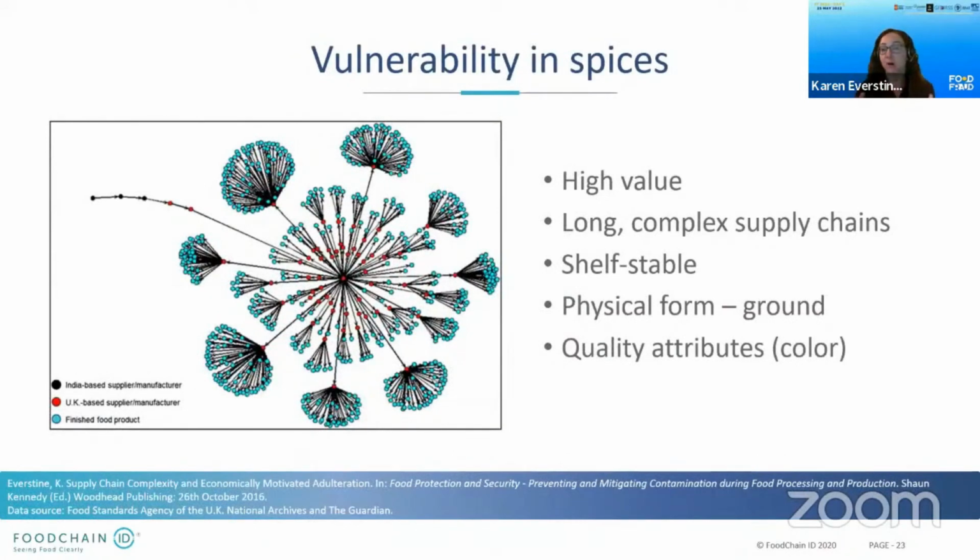Spices we know are particularly prone to fraud for various reasons. They are high value. They can have long and complex supply chains. And often their quality is determined by their color, which incentivizes the addition of colorants. In some cases, they may be industrial grade, not food grade colors.